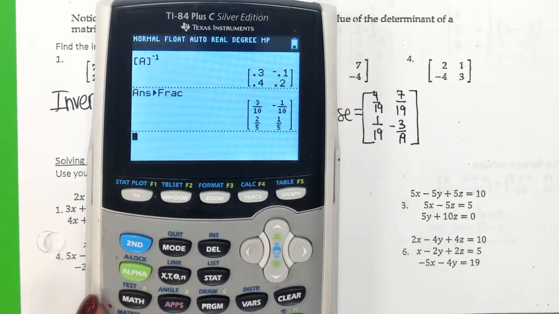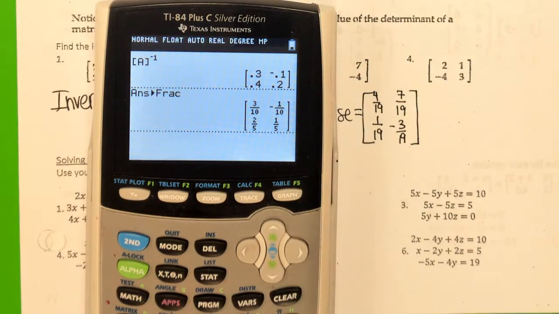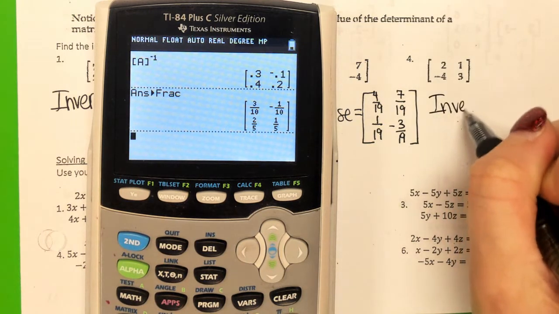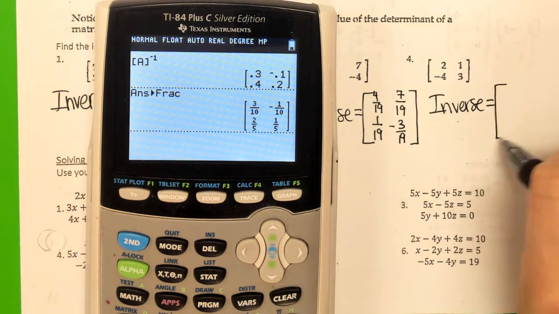Y'all get that for number 4? 3/10, -1/10, 2/5, and 1/5? Yes. Sweet. This goes by so much faster when we have calculators.